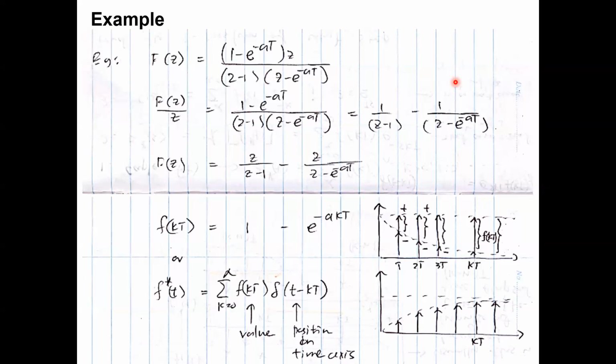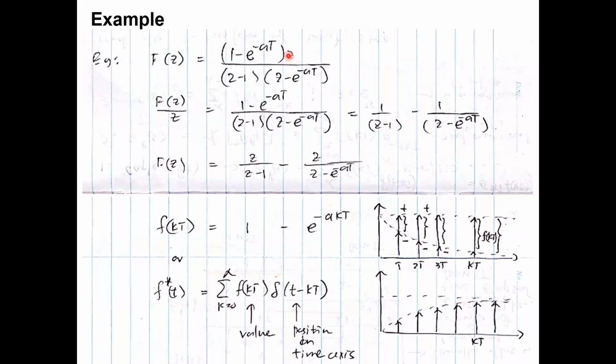There's a Z transform, (1 minus e to the minus aT) times z over (z minus 1)(z minus e to the minus aT). That's what you have, right? And you can assume this as a solution that you synthesize in the Z domain. Now we want to bring it back to the time domain, right?